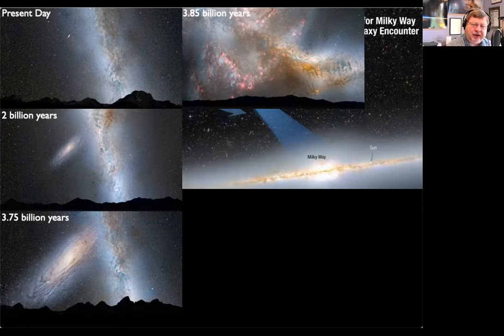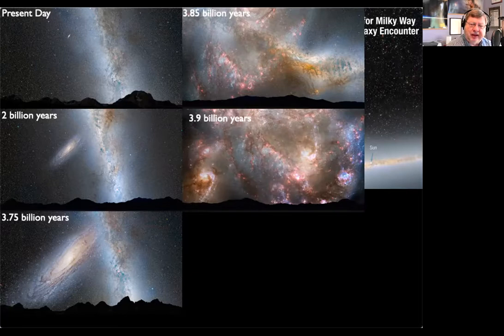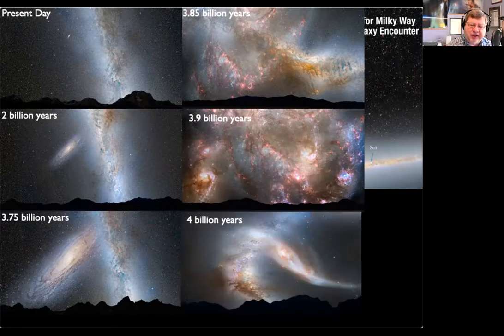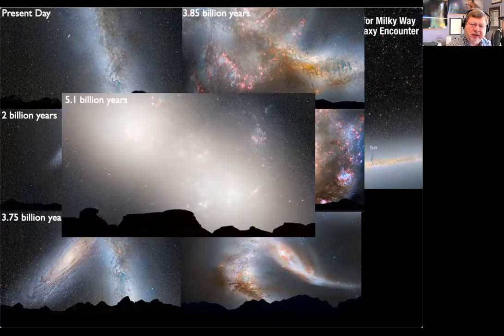At 3.85 billion years, it's starting to slam into the Milky Way galaxy, and you're going to see a lot of activity. At 3.9 billion years, and then in 4 billion years, the sky looks completely different. And at 5 billion years, there's no longer a discernible Milky Way galaxy. It's all over the map.